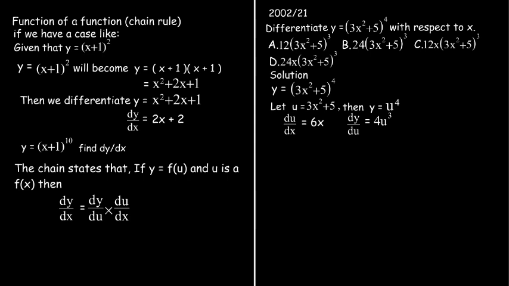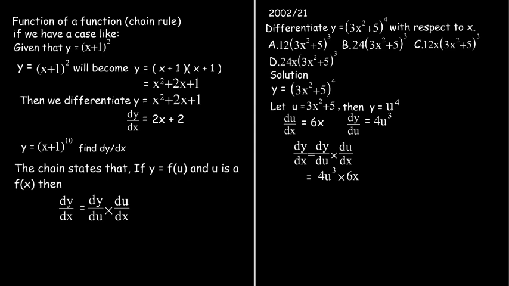Now from our chain rule, or function of a function, it states that dy/dx will be equal to dy/du times du/dx. So substituting for dy/du and du/dx, it becomes dy/dx equals 4u raised to the power of 3 times 6x.